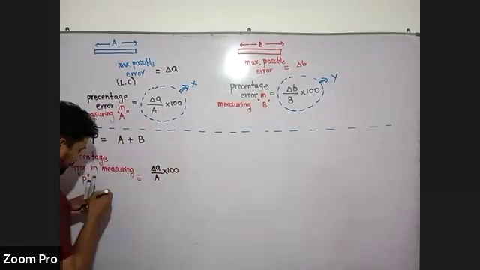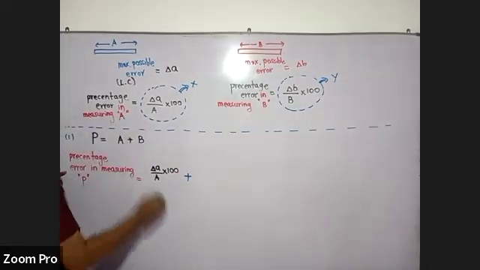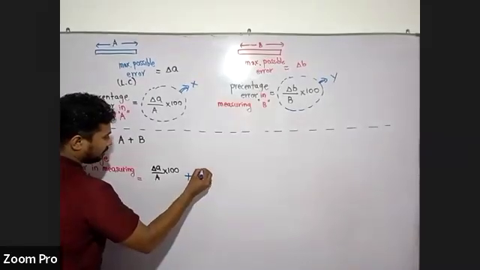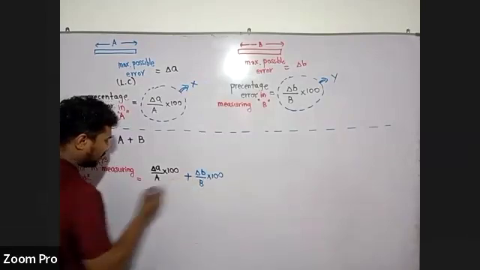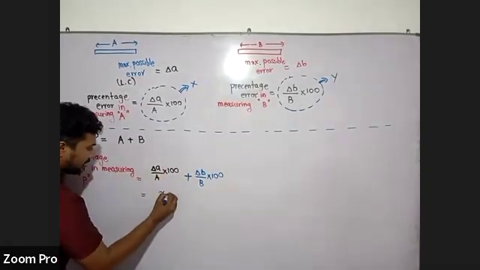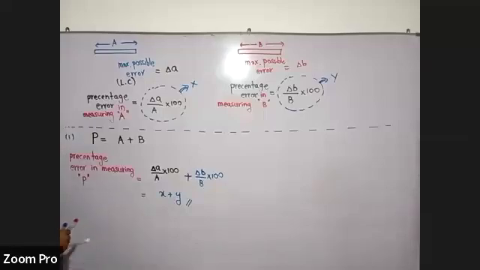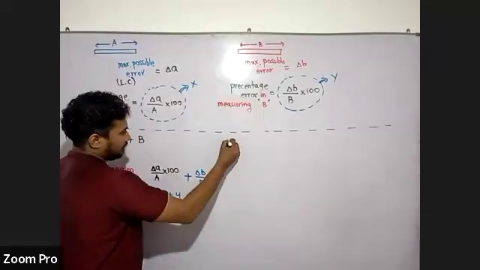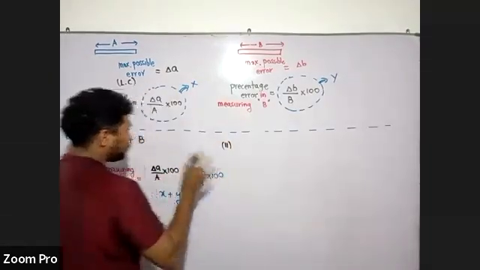It should be added to the percentage error when measuring B, that is delta B over capital B into 100. Right? So on the other hand, it can be represented as x plus y. Okay, I'm taking another example. Now at this point you can get the meaning of these errors, right?